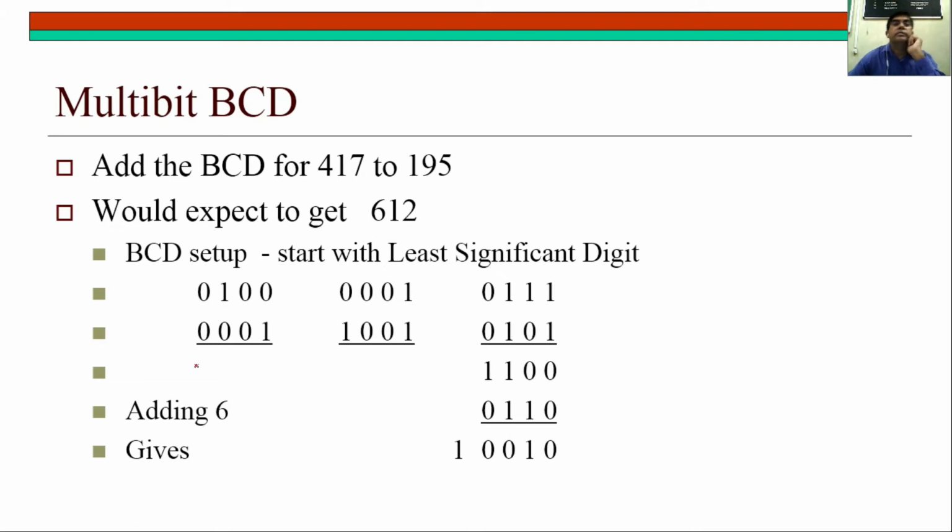Now we will take another example, which is a 3-digit number. Say add BCD 417 to 195.